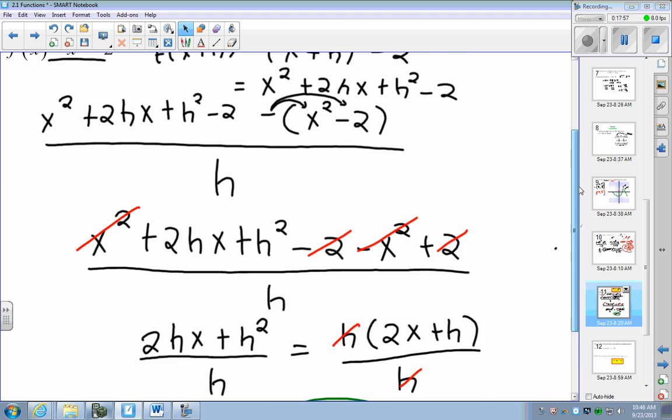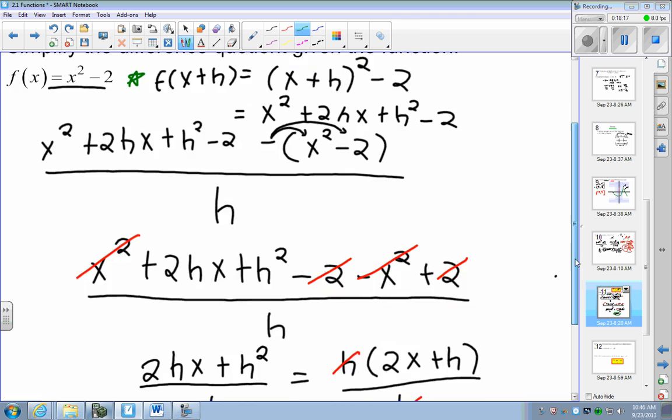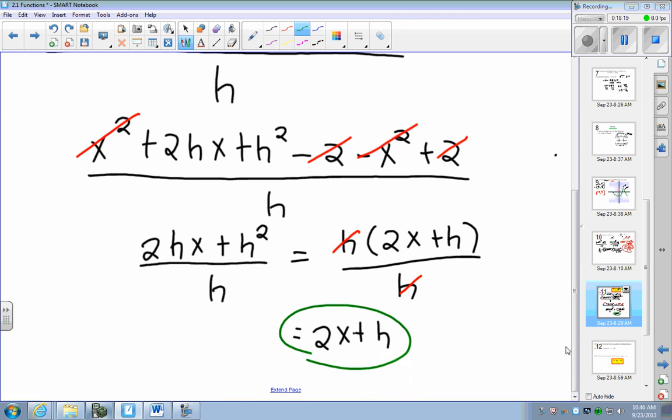So, things to remember about this difference quotient. Solve for f of x plus h, and then substitute everything into our difference quotient. So, substitute everything in. And then what we're going to do is simplify. You're going to cross a lot of x's and h's out, and you'll get your final solution.